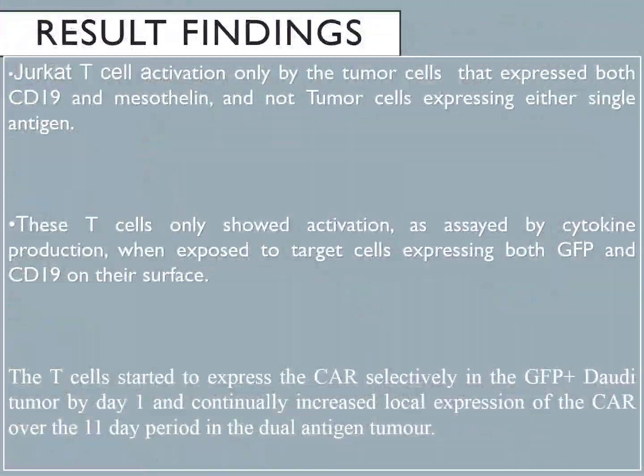primary T cells to discriminate multiple antigens. The authors tested various synNotch receptors in primary T cells and revealed that the Gal4 VP64 transcriptional activation domain worked reliably, yielding good synNotch receptor expression and minimal basal transcriptional activity. They also observed that T cells only showed activation when exposed to target cells expressing both GFP and CD19 on their surface. This was revealed by cytokine production.